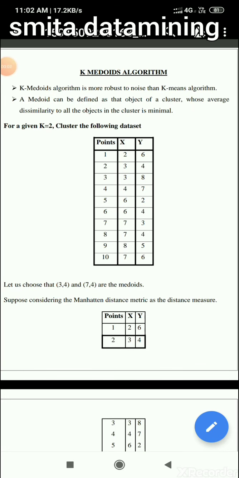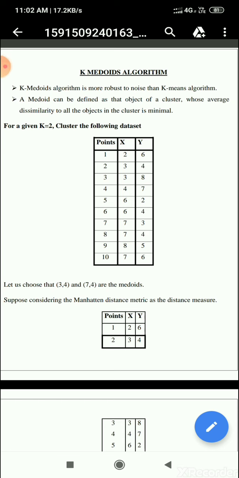Today, my video is about the K-medoids problem. Let us look at the problem. The K-medoids algorithm is more robust to noise than the K-means algorithm. A medoid can be defined as that object of a cluster whose average dissimilarity to all the objects in the cluster is minimal. For a given K equal to 2, cluster the following data set.